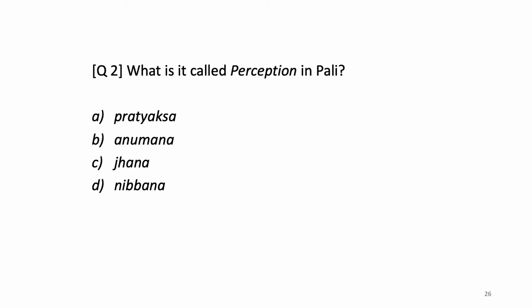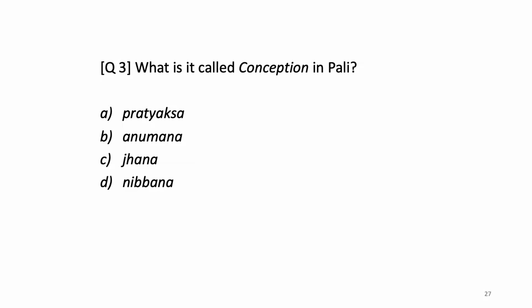Second question, what is called perception in Pali? Valid means of knowledge in Sanskrit is pramana. Pramana consists of what? I pronounced it many times. So you can find the answer easily. The last question, what is it called, conception or inference in Pali? So perception and conception, or perception and inference. You can find the answer easily.